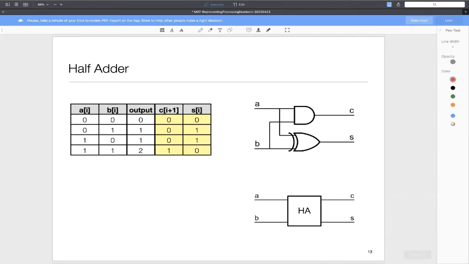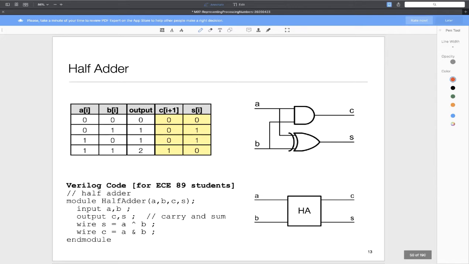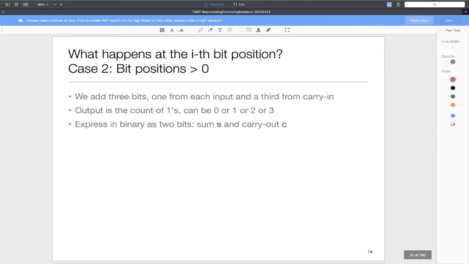Okay. So this is what it looks like. You have a half adder, and we just saw what the logic would be. So that's a half adder. It's kind of a building block that we have. Okay. And actually, those of you who are in the honors section, we saw this little Verilog code. If you recall, those of you who are not in there, don't bother. It's how things get written in the hardware description language. Okay. Let's move on. What about other bit positions?